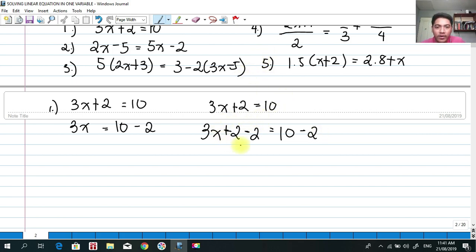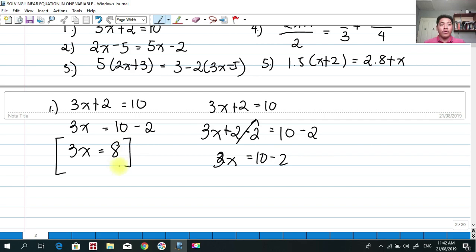What you subtract on the left side is also what you subtract on the right side. So what will happen? These 2's will cancel. It would be 3x equals 10 minus 2. Hence, we have this equation now. So we have 3x equals 8. And of course, to isolate the x, we must multiply both sides of the equation by 1/3.